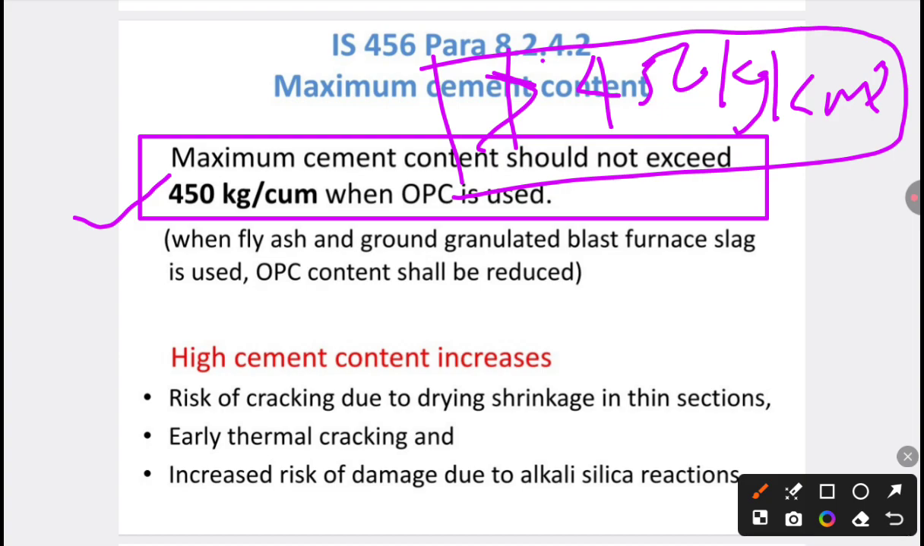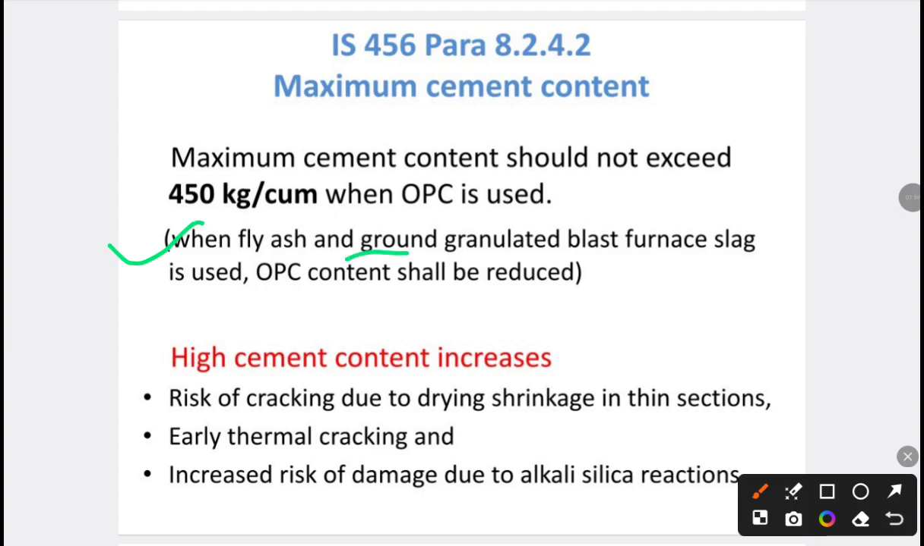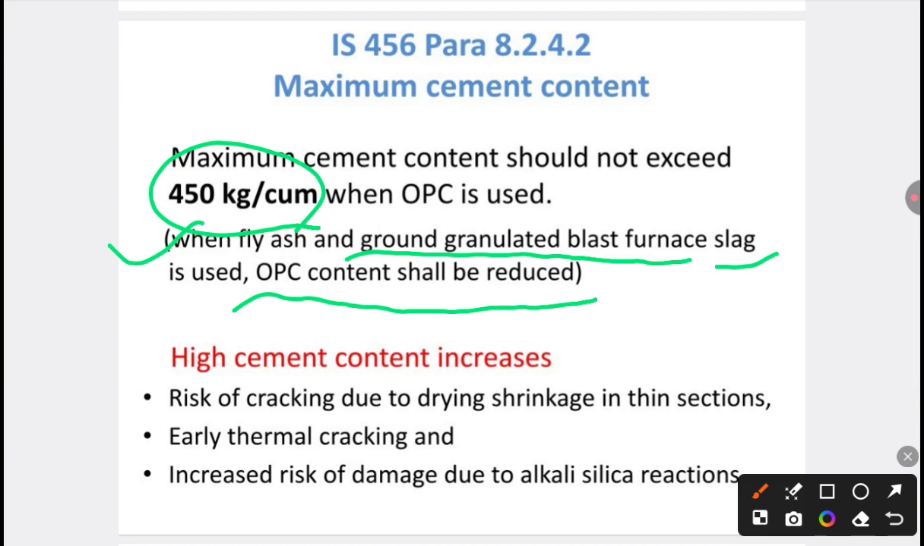The most important thing, as already mentioned in the slide, is that when fly ash or GGBS, ground granulated blast furnace slag, is used, the OPC content shall be reduced. So in this concept the maximum cement used is 450 kg per m³, but if you require more strength, then you can go ahead with fly ash or GGBS, or some other binding materials, which are most important and widely used in the construction industry.